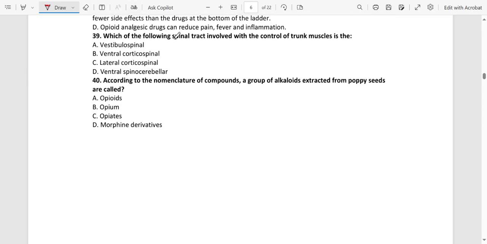39. Which of the following spinal tracts is involved with the control of the trunk muscles? Vestibulospinal, ventrocorticospinal, laterocorticospinal, ventrospinocerebellar. So which one controls the trunk muscles? Any thought?